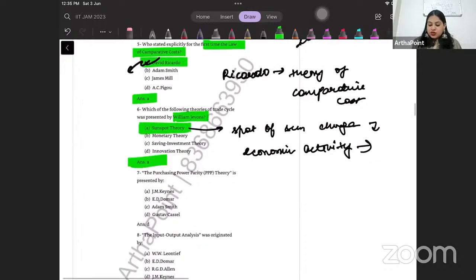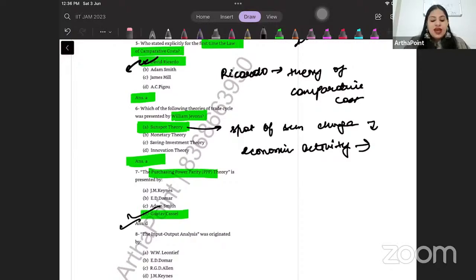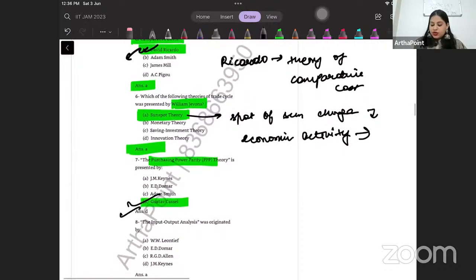Okay, beta, come to the next question. It says purchasing power parity theory is presented by. So it was presented by Gustav Cassel. So the answer to this question, I hope you know what PPP is. So answer to this question is D, Gustav Cassel. All of you who are answering D is the correct answer.